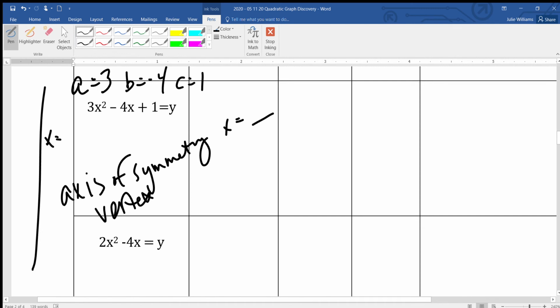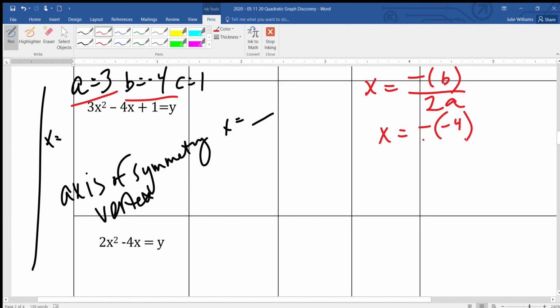So we find that, and remember, this is a little formula that you'll need to remember: x is equal to negative b over 2a. Then we plug in. I know my b is negative 4 and I know my a is 3. So x is going to be equal to negative, parentheses, negative 4, over 2 times 3.